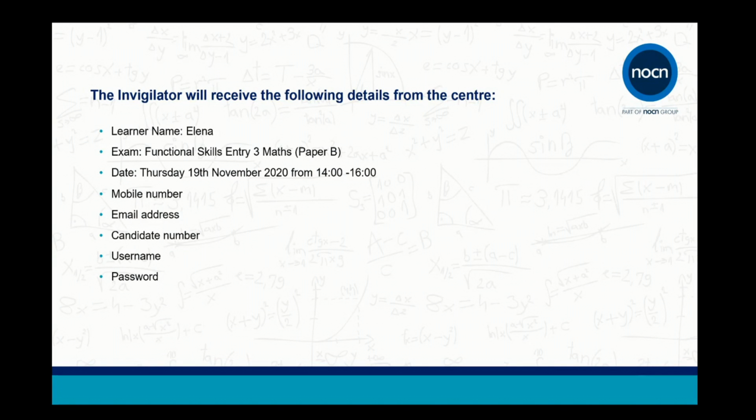At this point, the invigilator needs to ensure they have the correct username, password and candidate number for the learner. For security and functional skills, they need to ensure they have the Invigilator codes too. These can be provided by the centre.